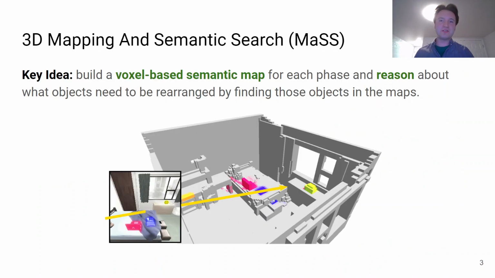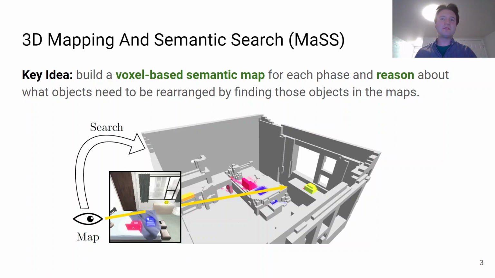Rearrangement is a challenging task, and our key insight to solving it is to build voxel-based maps for each phase of the environment and to reason about what objects need to be rearranged by finding those objects in the maps. Our approach has 3 components. First, we build accurate voxel-based maps of the environment.